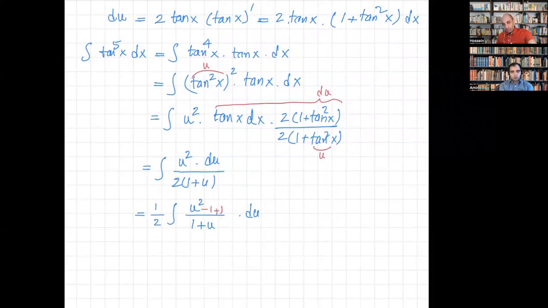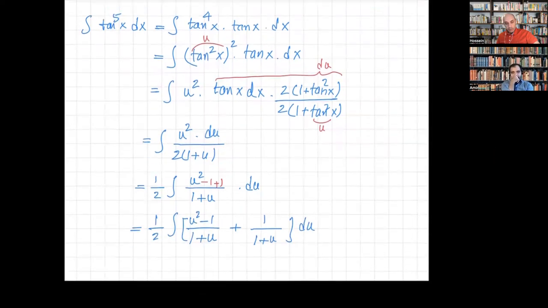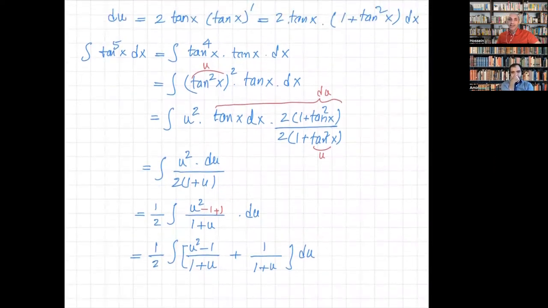By doing this, I think I can break it into 2 fractions. One is u squared minus 1 divided by 1 plus u, and the other one is 1 divided by 1 plus u, times du. I hope I didn't confuse you here. No, I can follow you.